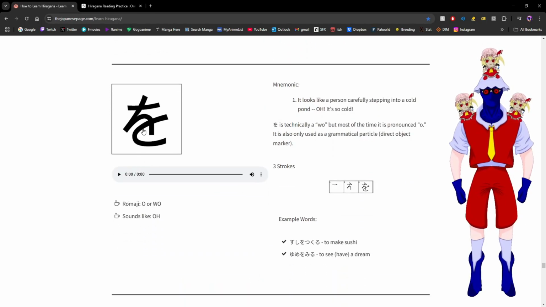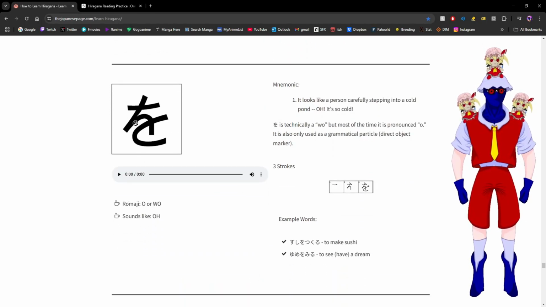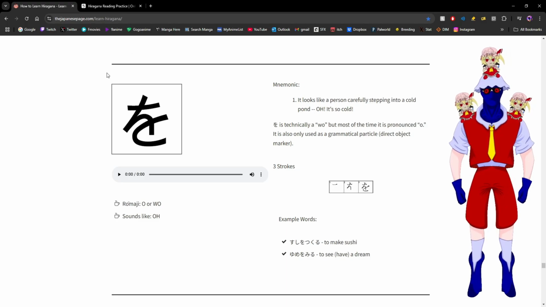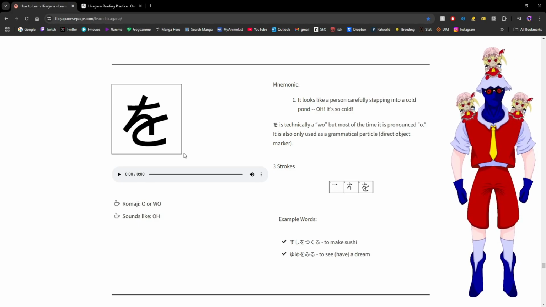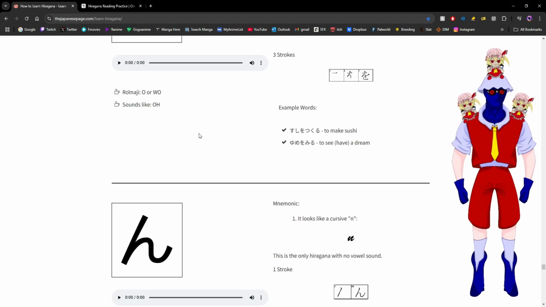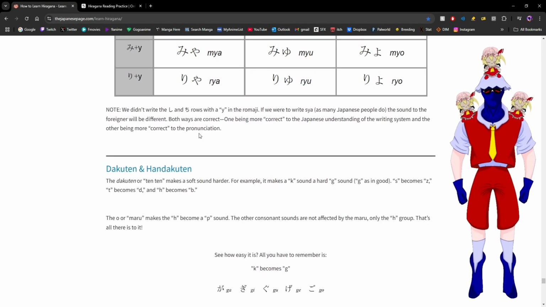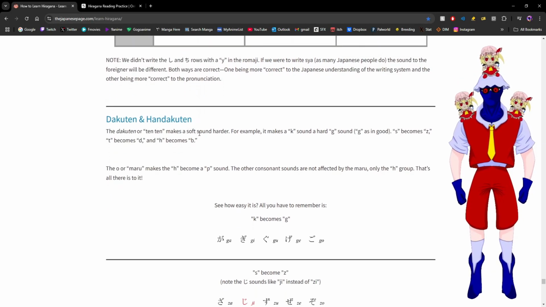Also, I realized wo doesn't really get used much. I did a little bit of practice in the site we're about to look at now, and I have never seen a single wo. So yeah. Anyway, going to the Dakuten and Handakuten.